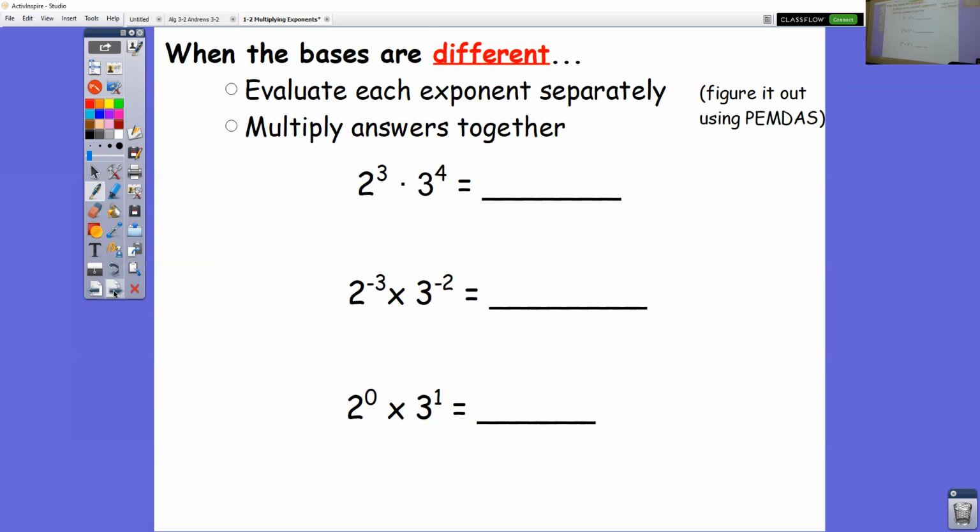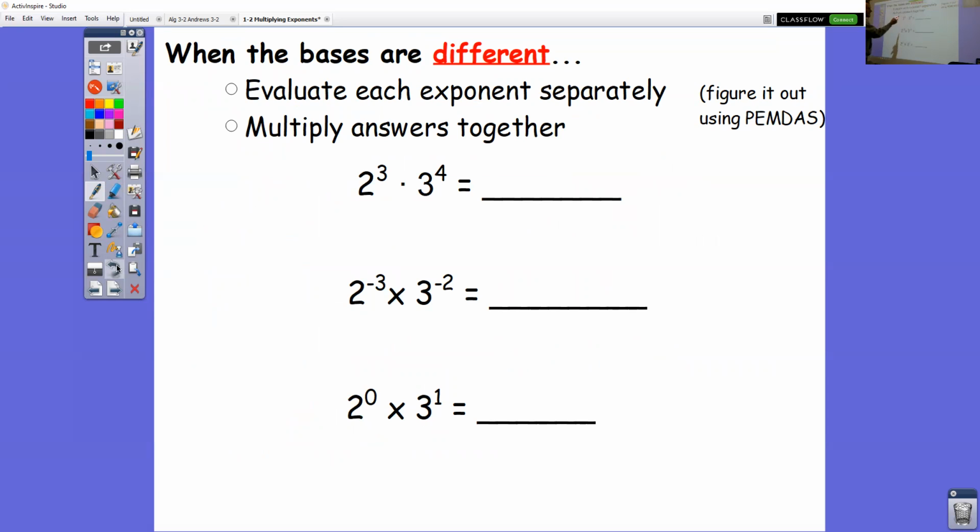When the bases are different, now we're talking about when the bases are different. Notice that we have a 2 and a 3. Our bases are all different. When the bases are different, you want to just type it right directly into the calculator, exactly how it says.